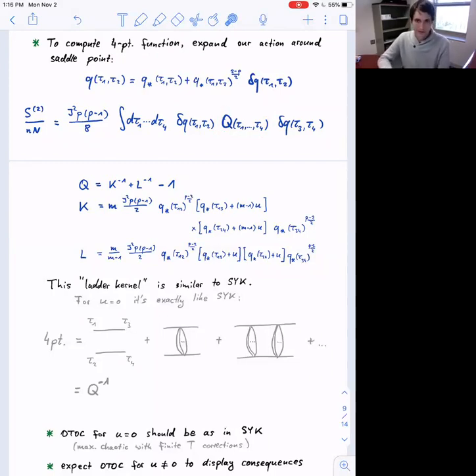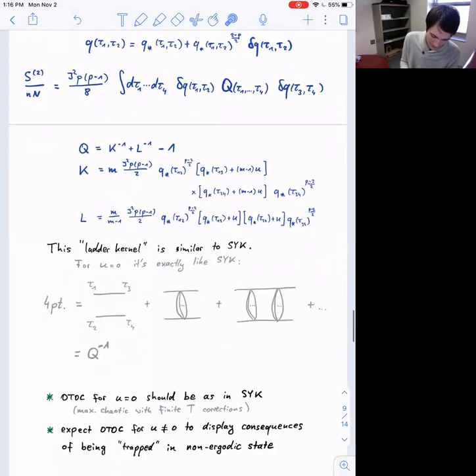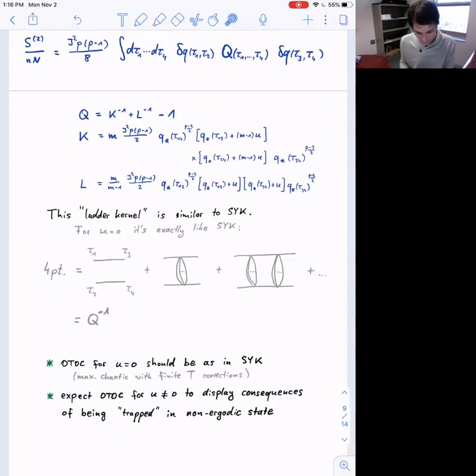Now you can explicitly work out what this quadratic action looks like. And again, there are some expressions here that if you're not familiar with SYK, you probably want to ignore. But for the experts, this looks very similar to SYK in the sense that in the replica symmetric case, when I send M to zero here, then this L inverse term in the inverse four-point function vanishes, and I'm just left with K, which is exactly like the ladder kernel in SYK if I set U to zero here.